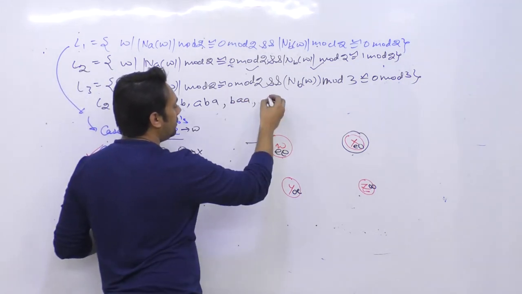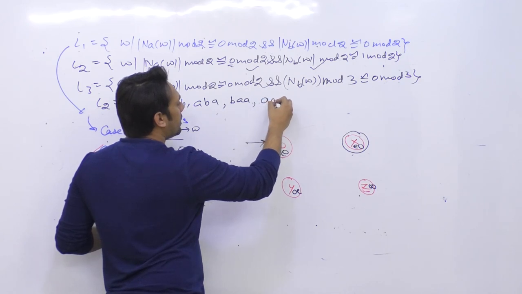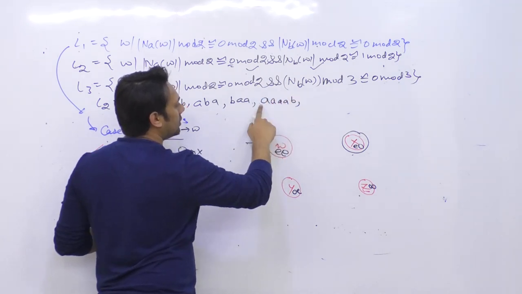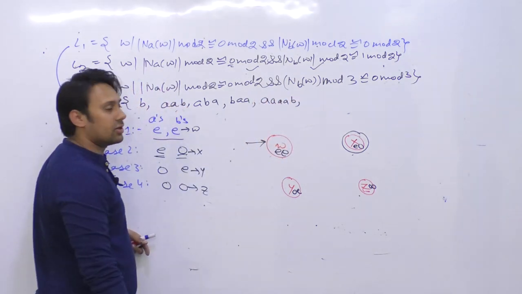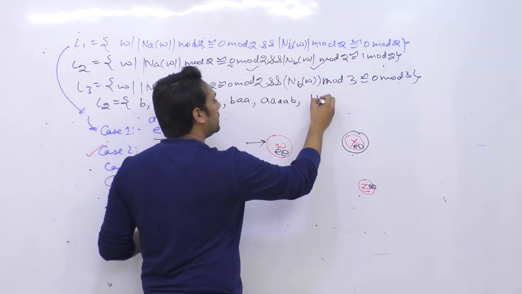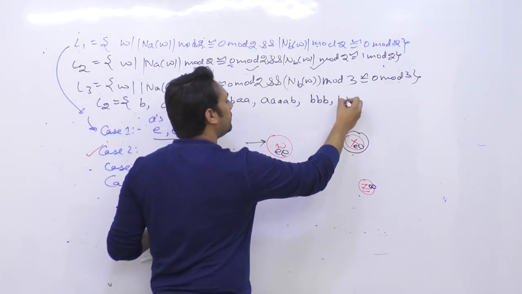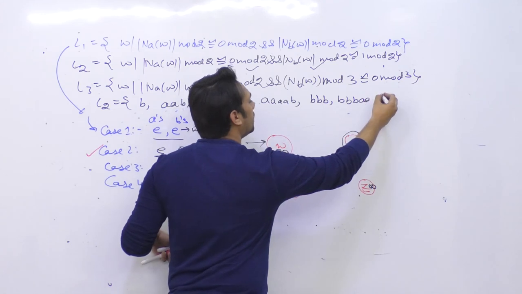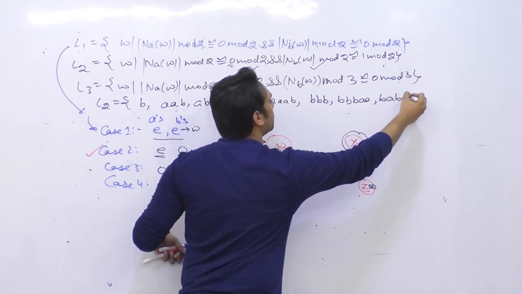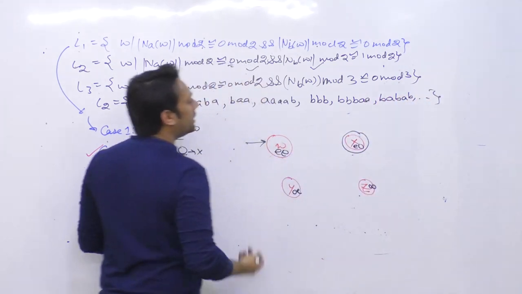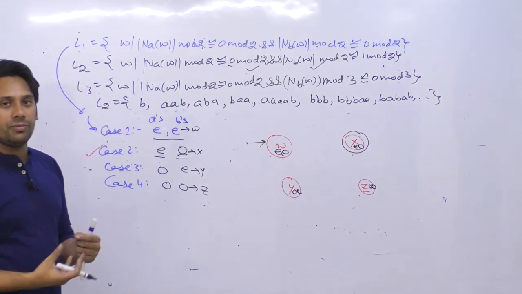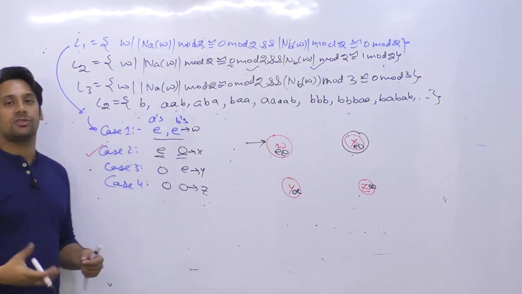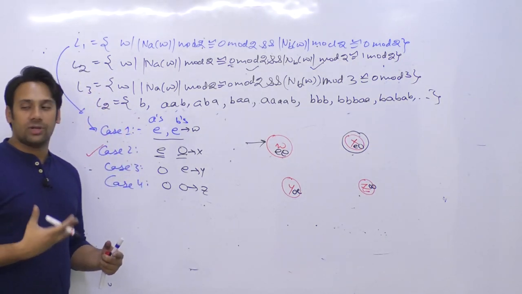We can also have AAAAB. So number of A's are even, B are odd. We can also have BBB or BBBAA or BABAB and so on. So in every string, the number of B's should be odd and number of A's should be even. This is what I want.